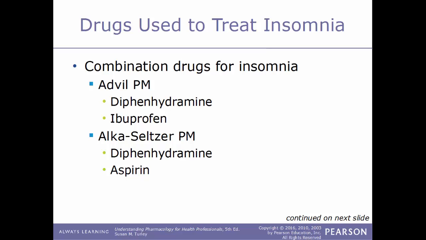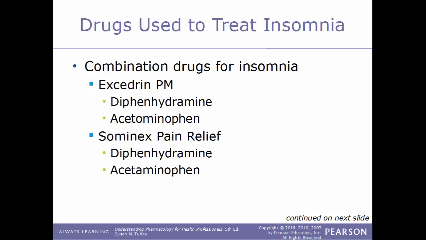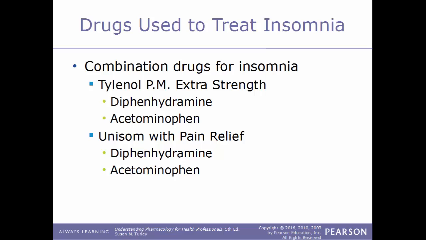Alka-Seltzer PM is a combination of aspirin and diphenhydramine. Bayer PM Extra Strength, combination of aspirin and diphenhydramine. Doan's PM Extra Strength, combination of diphenhydramine and magnesium. Excedrin PM, a combination of acetaminophen and diphenhydramine. Sominex Pain Relief is a combination of acetaminophen and diphenhydramine. Tylenol PM Extra Strength, combination of acetaminophen and diphenhydramine. And Unisom with pain relief, combination of diphenhydramine and acetaminophen.